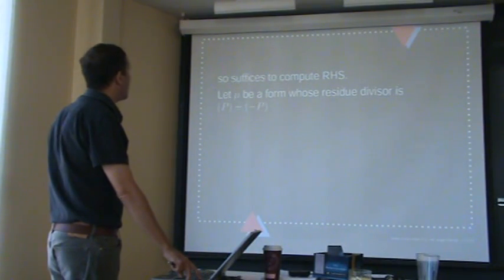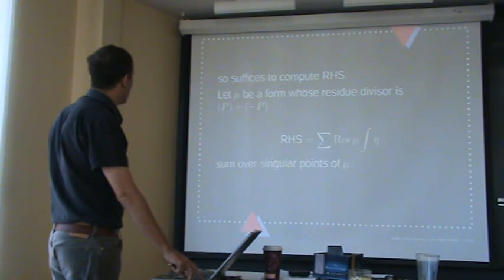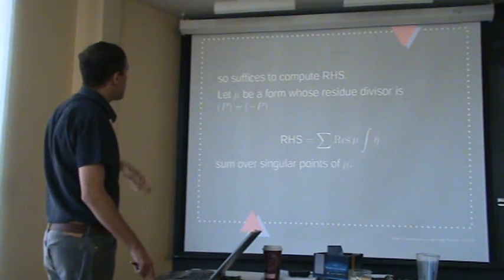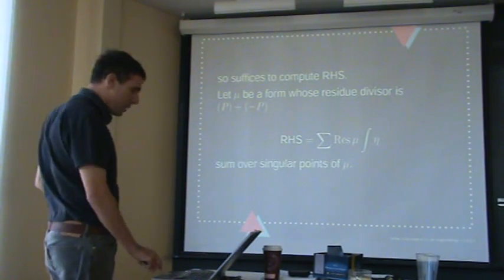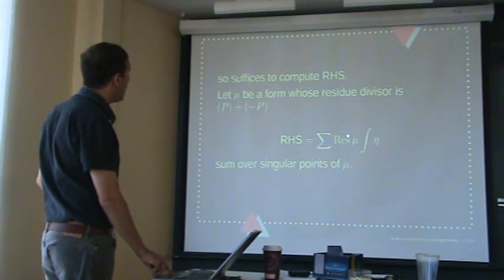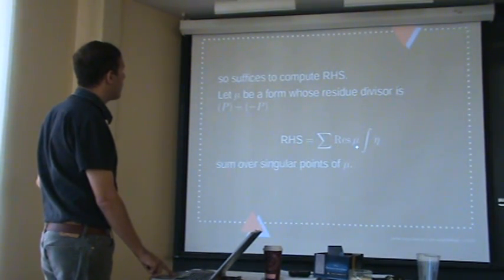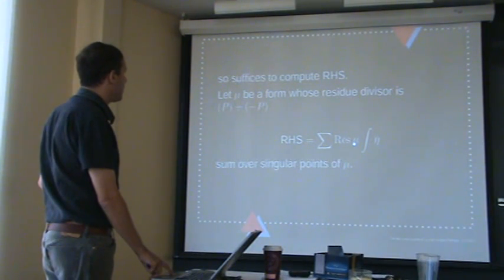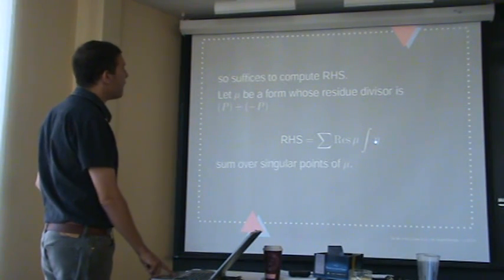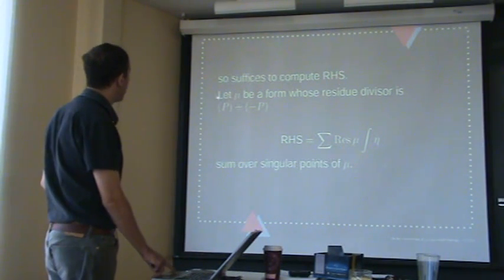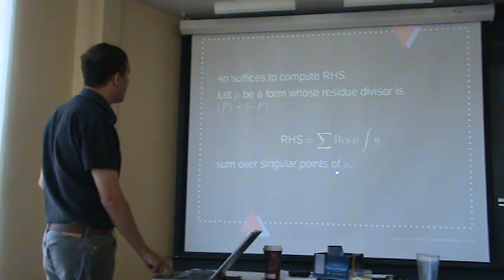And why is that? Now I'm going to take a form mu whose residue divisor is p minus minus p. And now the right-hand side I can rewrite as the sum of the residues of mu times the integral of eta. Because this has one simple pole at the point p with residue 1. So when multiplied by the integral of eta, I'm going to pick up the value of the integral of eta at p, and then for minus p, I'm going to pick up minus the value at minus p.